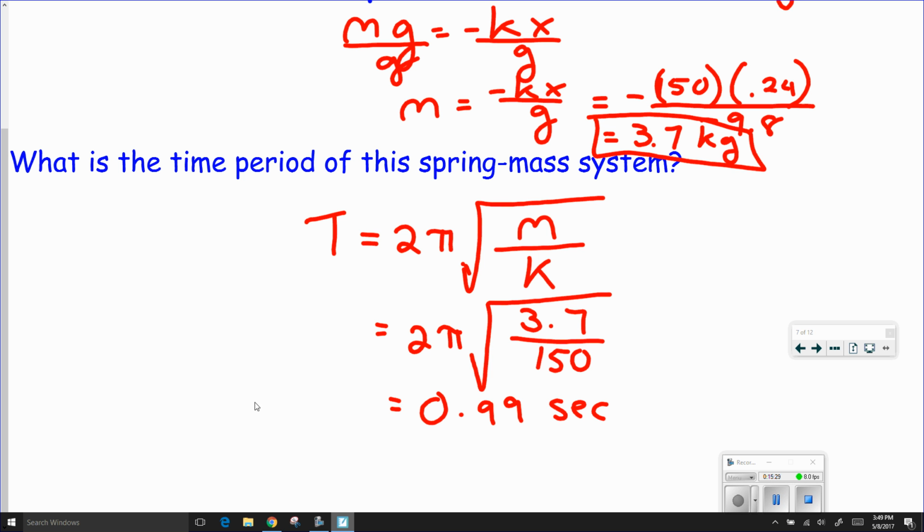So I'm going to pause the video here because the next thing we're going to talk about is the pendulum, and we're going to do a little bit of algebra to derive that equation. But this is a great place to try the problems on the Schoology page, page 381, 1 through 5.